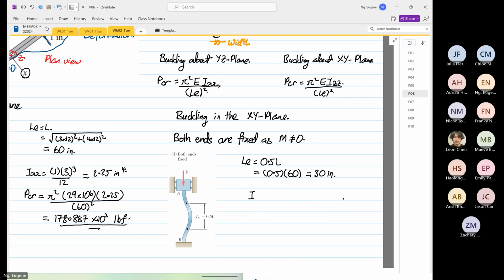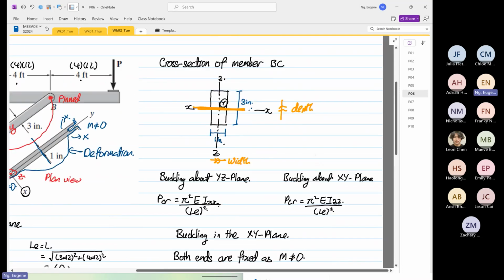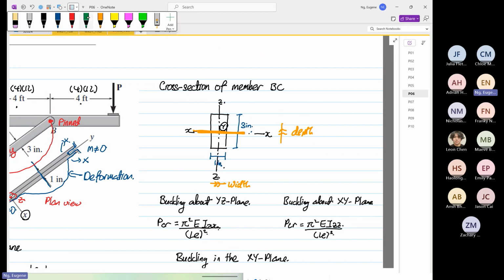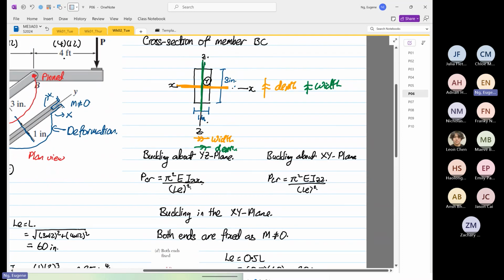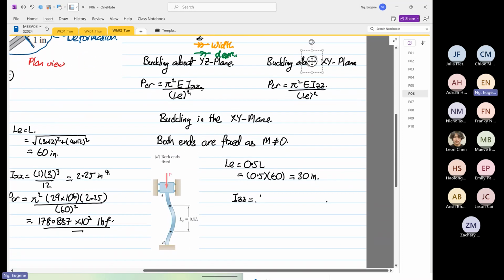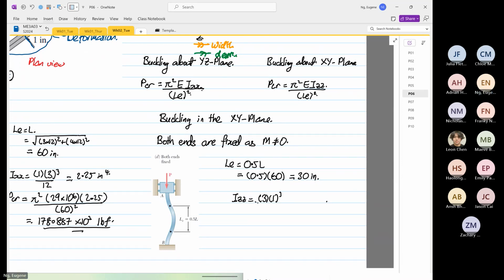IZZ. I do apologize. So IZZ, I'm going to change the color now. We're going to use green. So this is the ZZ axis of interest, right? So now this is our width, and then this will be our depth. Okay, so for the ZZ axis, our IZZ, the width is 3, the depth is 1. The depth is 1 cubed divided by 12. So 3 divided by 12 is equal to 0.25.